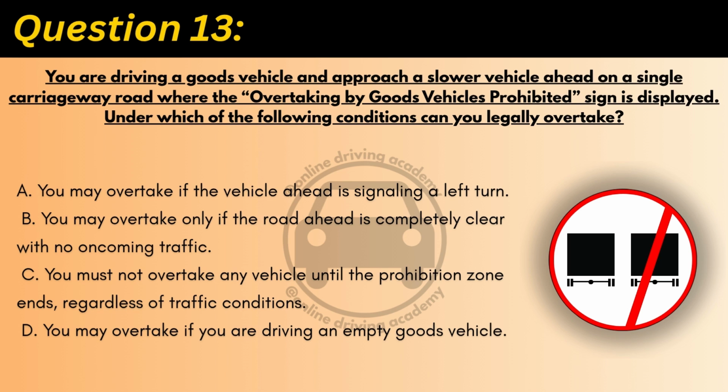You may overtake if you are driving an empty goods vehicle. Now again, the road sign is telling you that overtaking by goods vehicles is prohibited. It means under no circumstances are you allowed to do so. And since the question is telling you that you are actually driving a goods vehicle, option C will be your correct answer. You must not overtake any vehicle until the prohibition zone ends, regardless of traffic conditions.